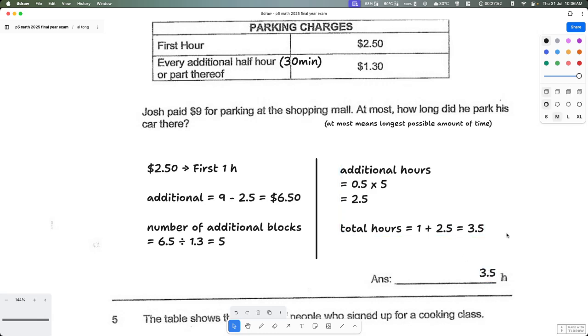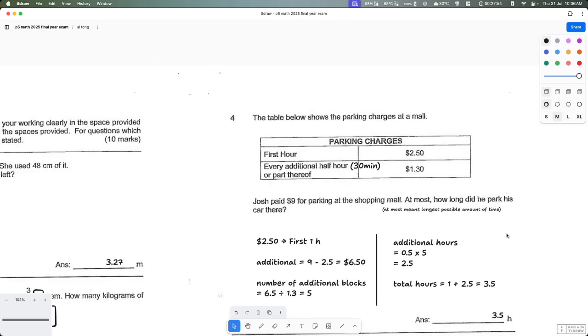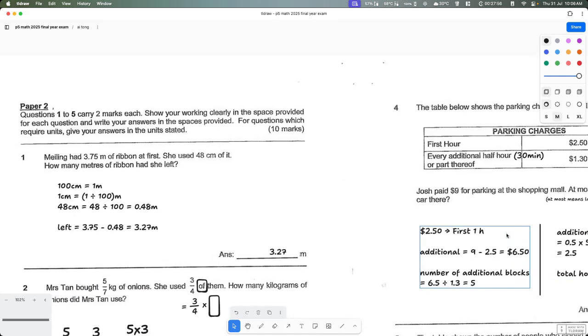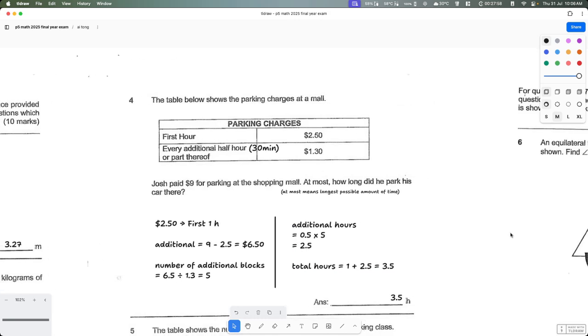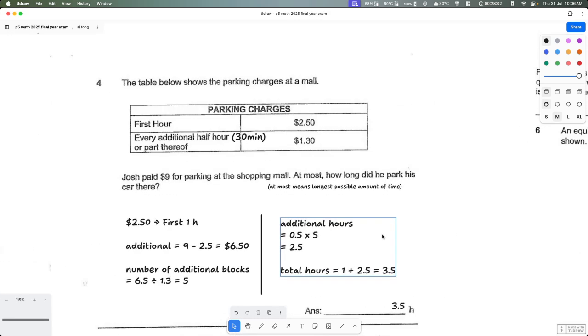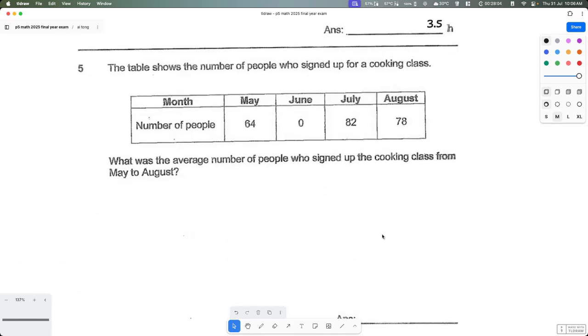Very nice. Okay, so it doesn't really say that you can, so you can put 3.5 or 3.5 hours. I'm going to put 3.5 because that counts. Okay, let's move on to the next question.